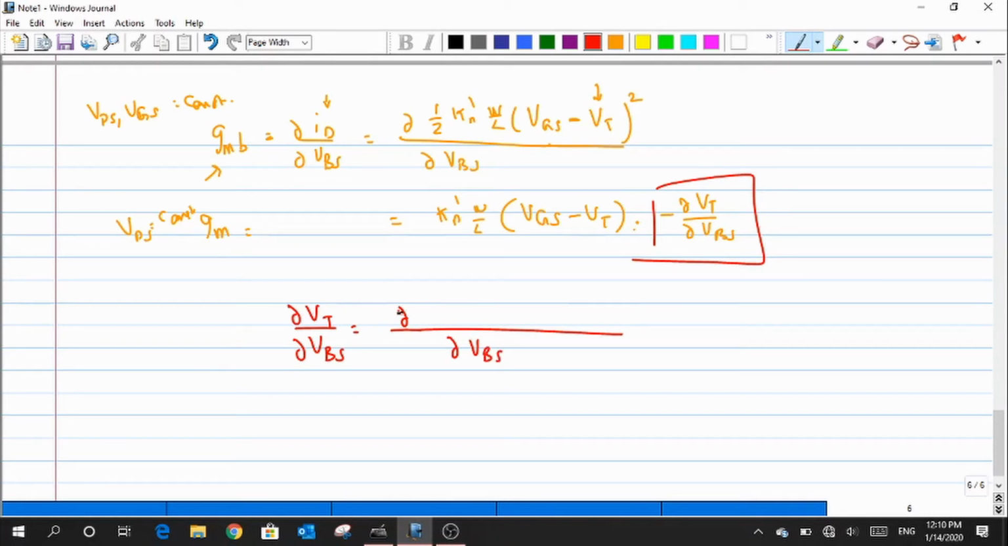So how do I expand this? It is nothing but VTH naught plus gamma times the square root of 2 phi plus VSB minus the square root of 2 phi f. So what is the end result that I would get out of this expression, or out of this derivative?